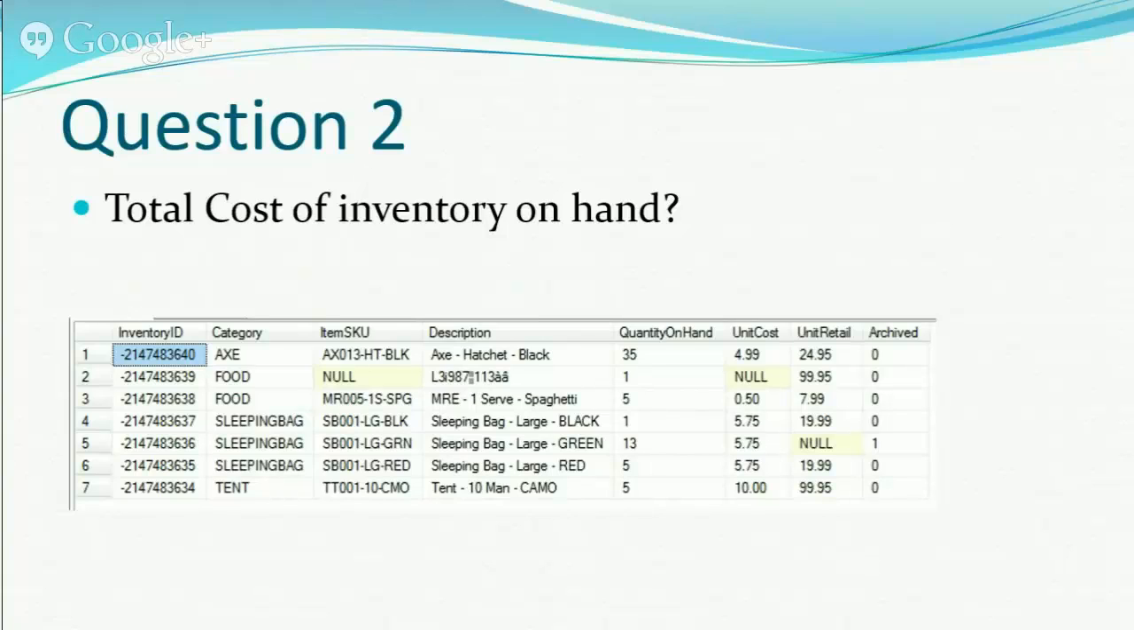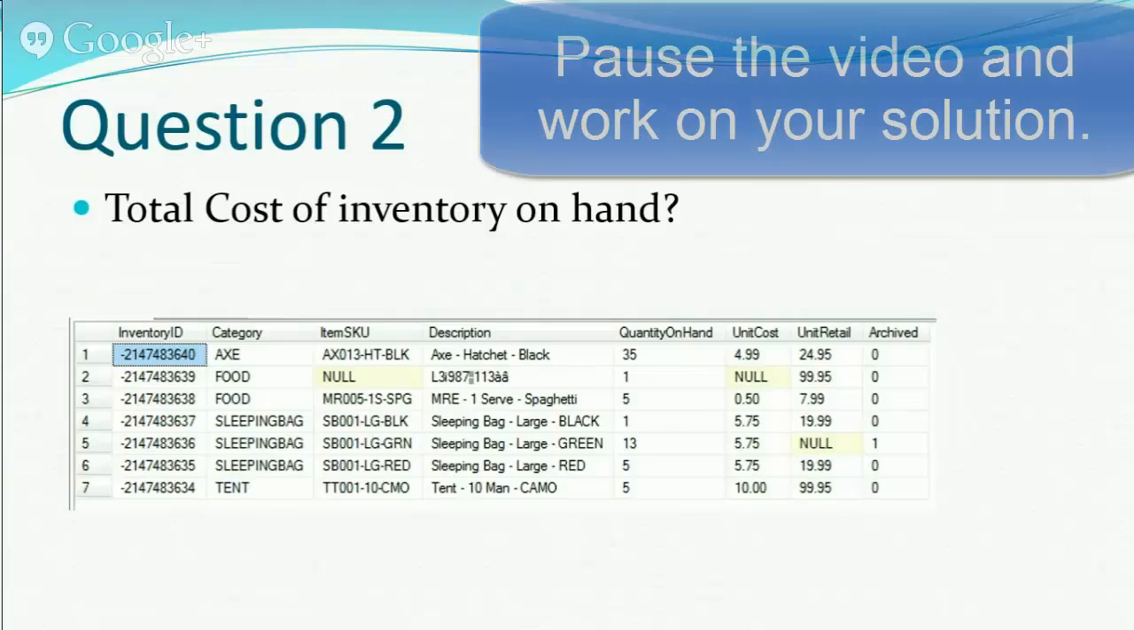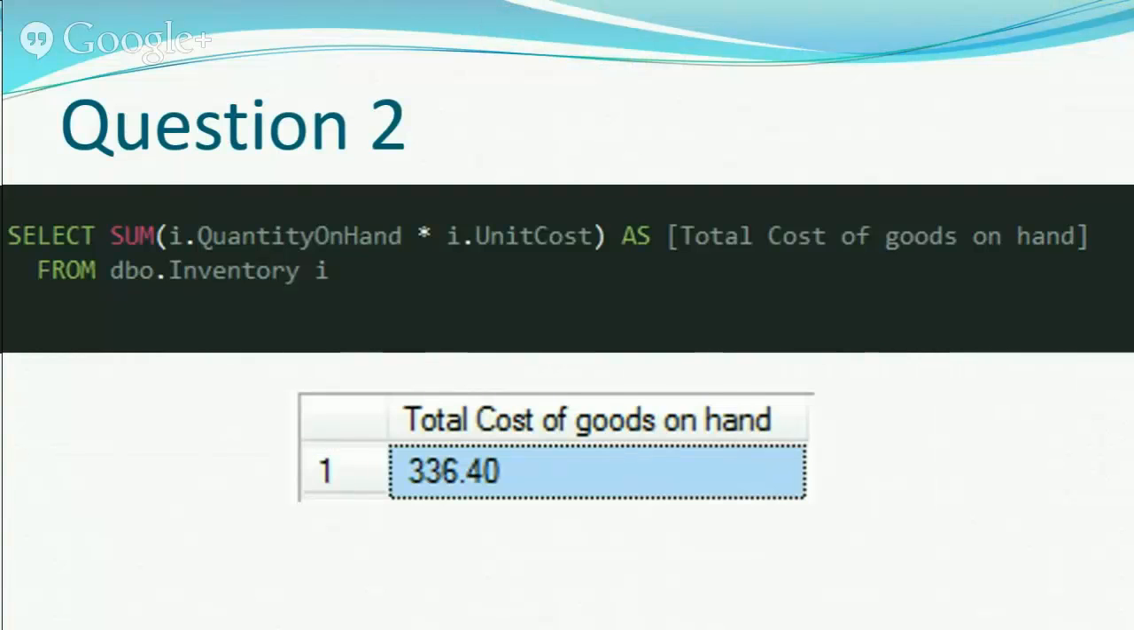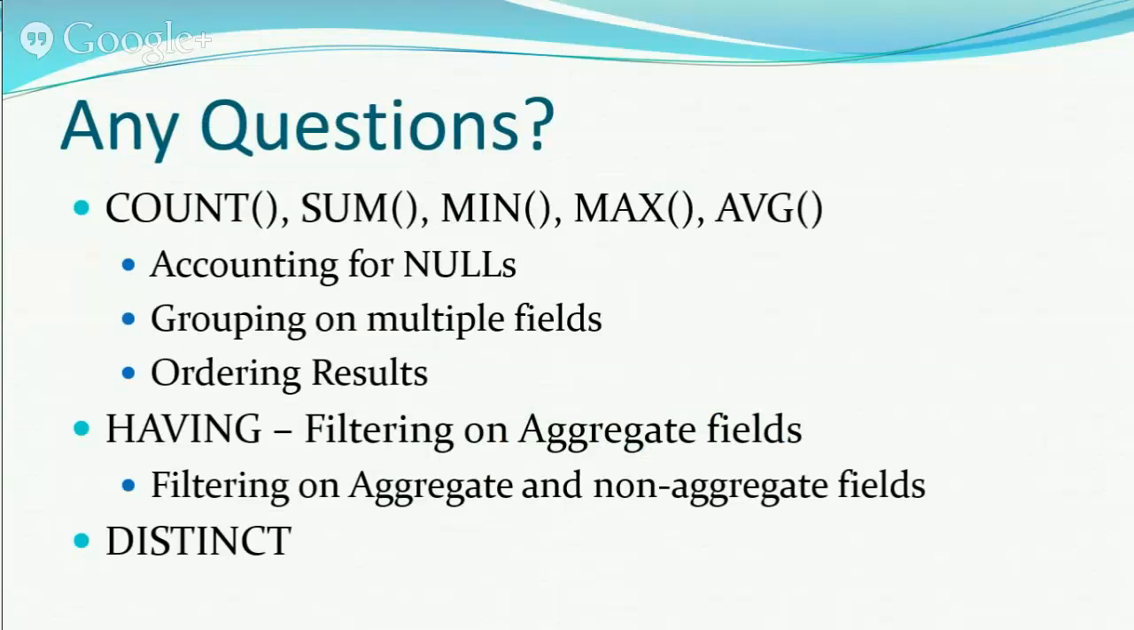Alright, so this is from using the data set and the samples we were going through. What would be a query that would give me the total cost of inventory on hand, which is the unit cost column? There you go. Select sum quantity on hand times unit cost as total cost of goods on hand.